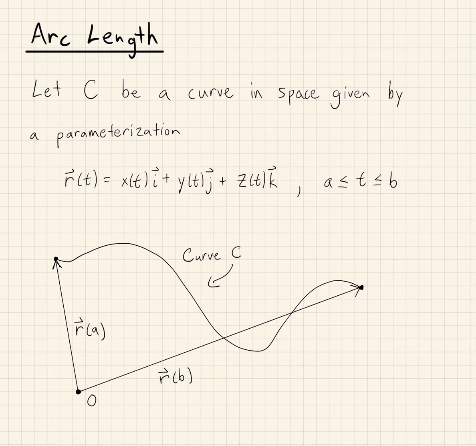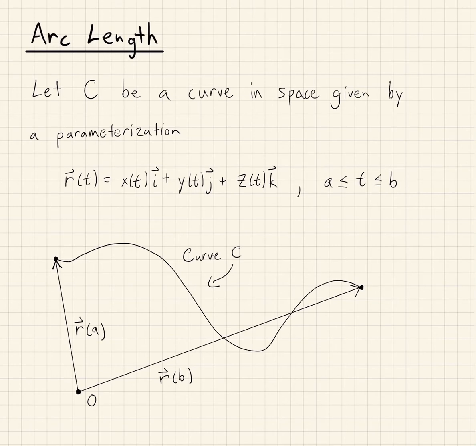So we're going to start out with a curve C, and it's given by a parameterization r of t equals x of t i plus y of t j plus z of t k. And here our parameter t is going to run between a and b for fixed real numbers a and b.